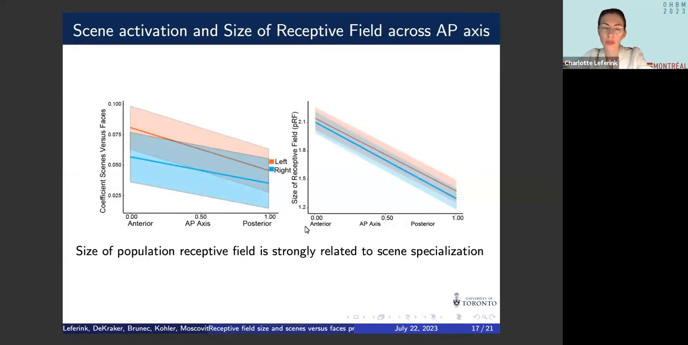And these effects are also shown in a mixed effects model statistical test, where there is a significant increase from posterior to anterior in the hippocampus for both the size of receptive field and the coefficient of scene versus face activation. And this relationship is also significant, where larger receptive field size is related to more scene versus face activation within the hippocampus, again measuring this along the anterior-posterior gradient.